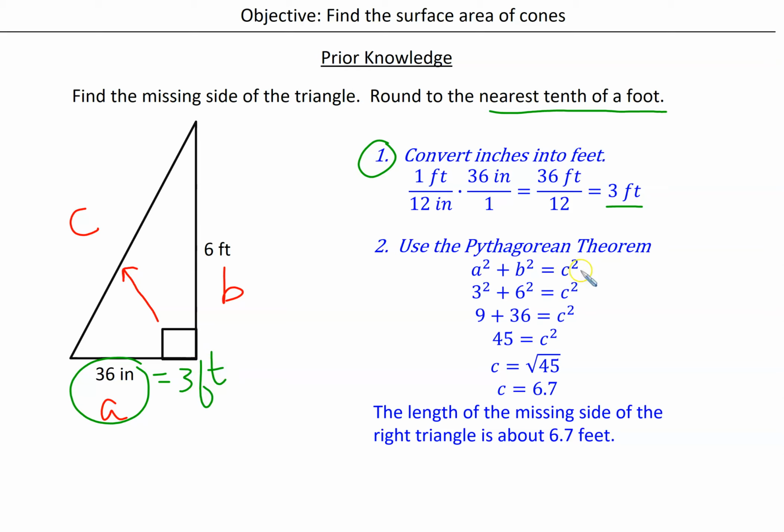So we have our a squared plus b squared equals c squared, which in feet gives us 3 squared plus 6 squared equals our hypotenuse squared, and then the square root of that 45, which is about 6.7, so that should technically be an approximately equal sign there, and so we can get the missing side.